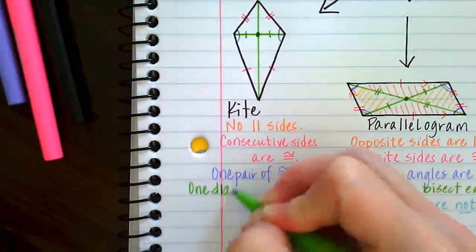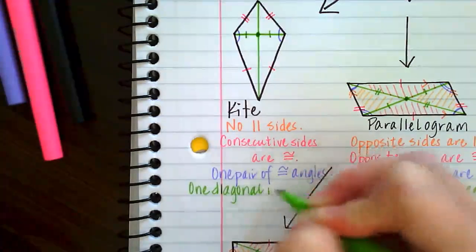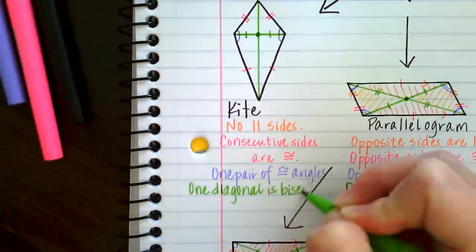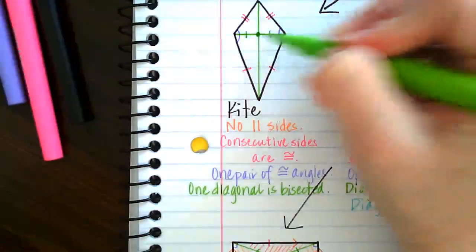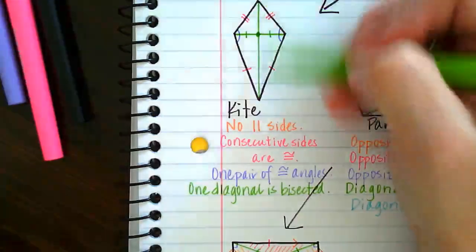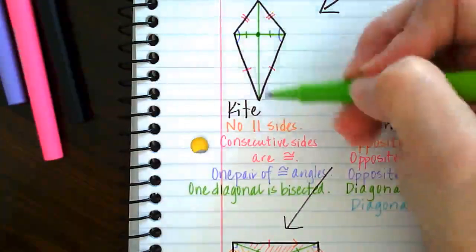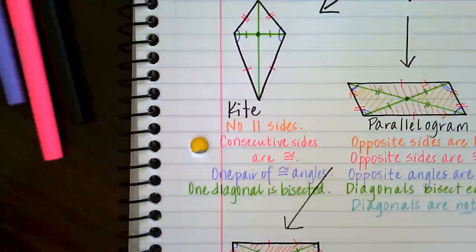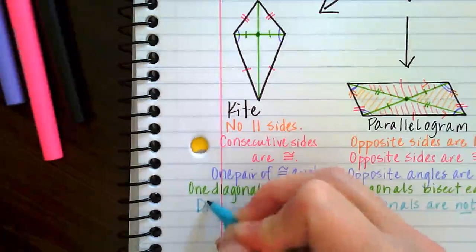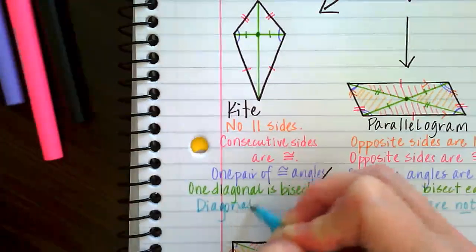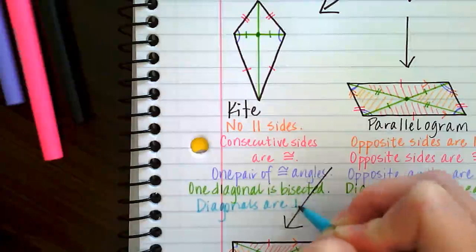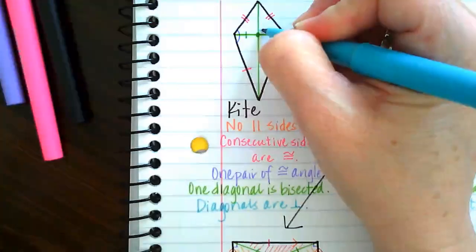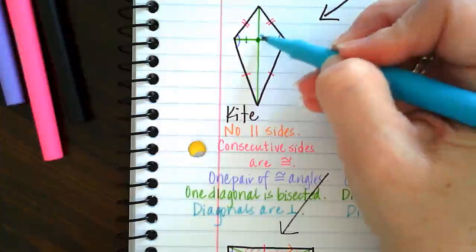So I'm going to say one diagonal is bisected, but not both, just the one, just this side, is cut in half. So this one is not. So the diagonals of this are more like a lowercase t. You kind of raised it up or across. And then the other thing that I want to say is that the diagonals are perpendicular. So right here, we get a right angle.